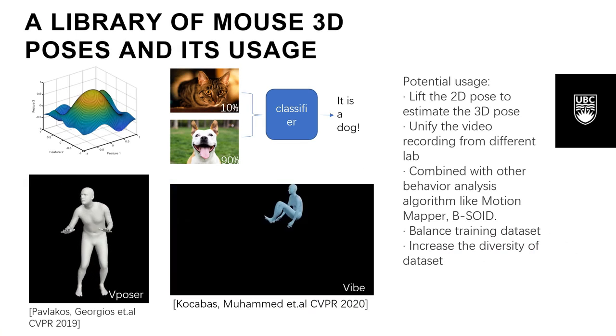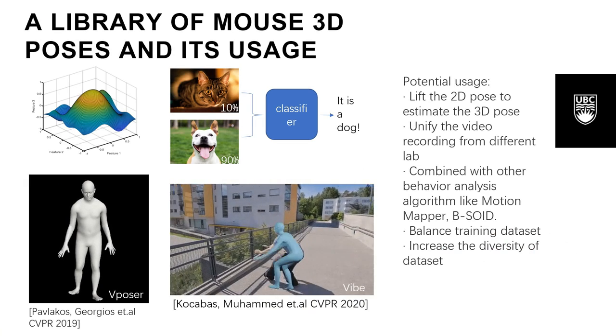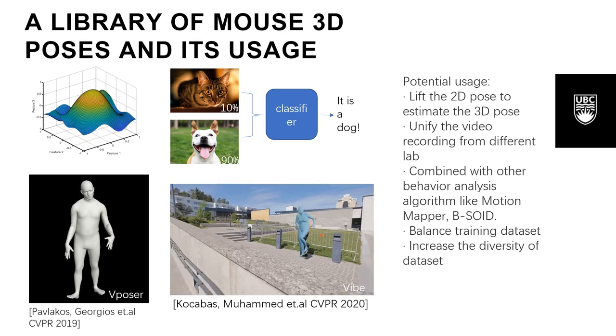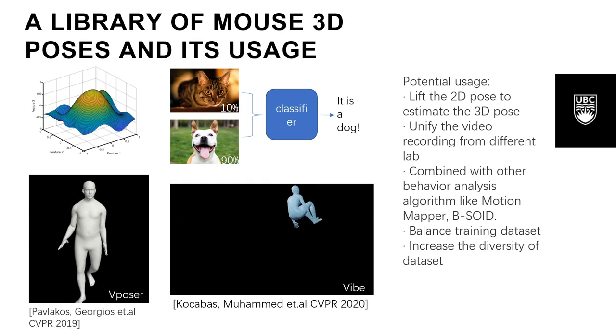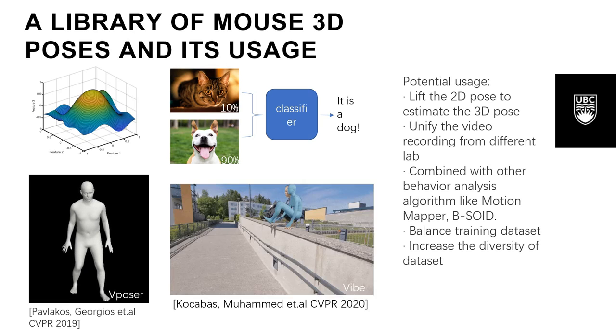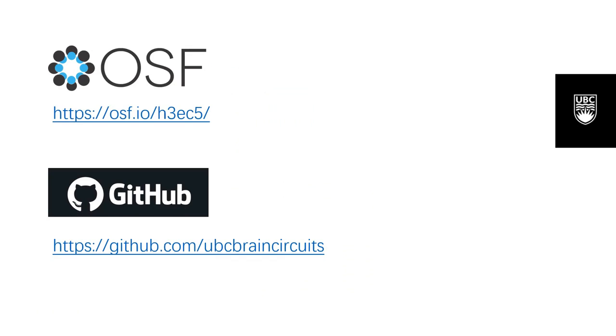Our aim for this project is to provide an open source and user-friendly tool to researchers. It can facilitate lifting the 2D pose to estimate the 3D pose, unifying the video recordings from different labs, balancing the training dataset, and increasing the diversity of the dataset. All the code and the model will be available on the following open source platforms.